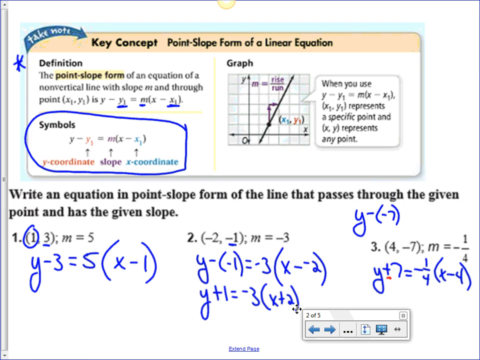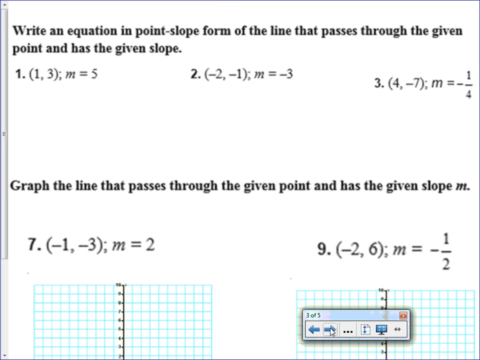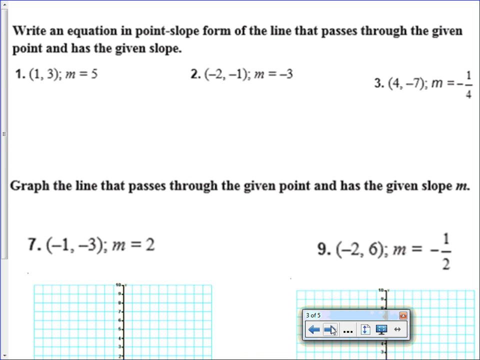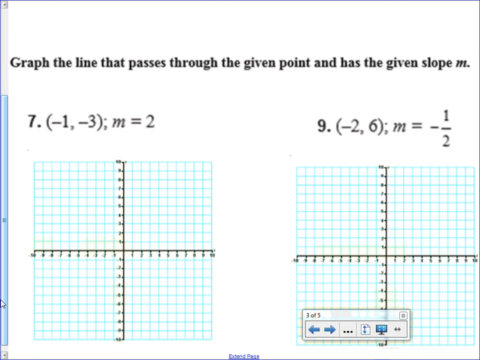Okay, next thing. If you want to go ahead and try and write the equations for those first two, is that the same thing we just got done doing? Yes, it is. So you don't need to bother doing that. Okay. The bottom part of the slide then says graph the line that passes through the given point and has the given slope. So how do I do that?